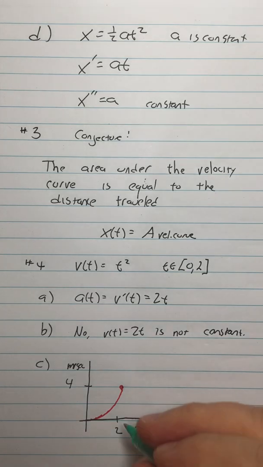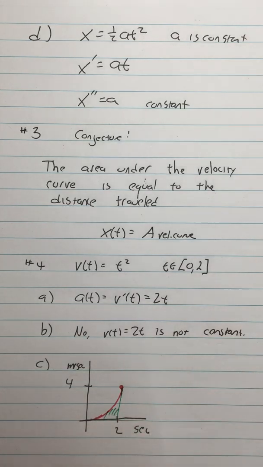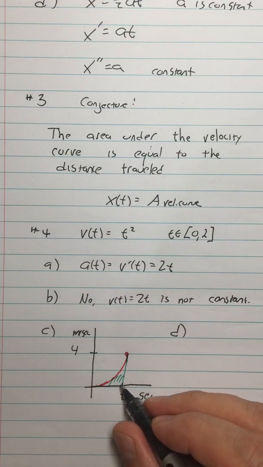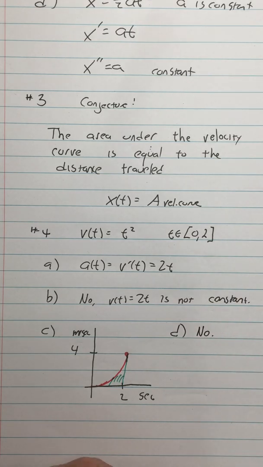All right, so if we look at the area under the curve, there's the area under the curve. That's our part C. Part D, do we know a formula to find that area? Do you know a formula to evaluate an area like that from geometry? And the answer to that is no. No, you don't.